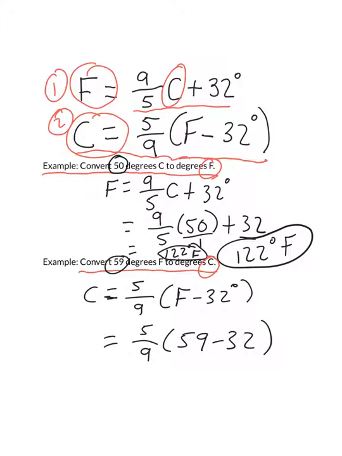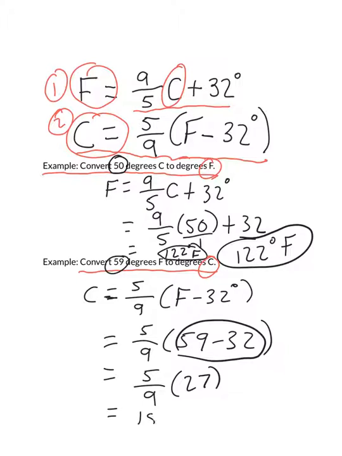Again, if you have the graphing calculator, you can plug this all in, parentheses and all, and just simply hit enter. If you don't have the graphing calculator, you would want to do parentheses first, inside parentheses, that is first. So you would do the 59 minus the 32 first, which would give you 27. And then take that 27 and multiply it by 5/9. When you do that, you should be getting 15 as the final answer, or 15 degrees Celsius.